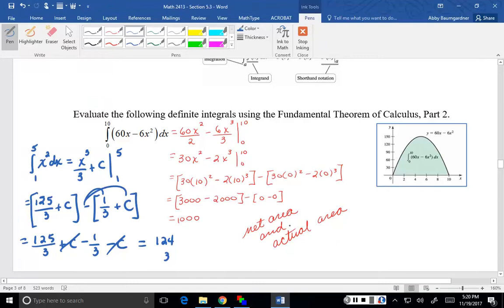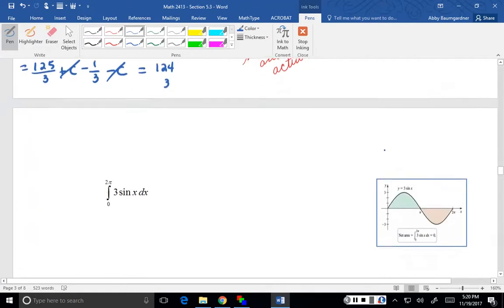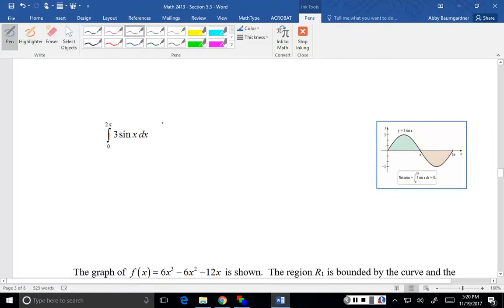Remember, coming back to this problem, just a reminder that 1,000 for this problem was both the net area and the actual area because the entirety of the graph between 0 and 10 lay above the x-axis. Look at this one though. Between 0 and 2 pi, some of the graph is above, some of the graph is below. So let's do this definite integral and then talk about its answer. All right, so that 3 can just tag along out front. It's a constant being multiplied, so it can just tag along out front.